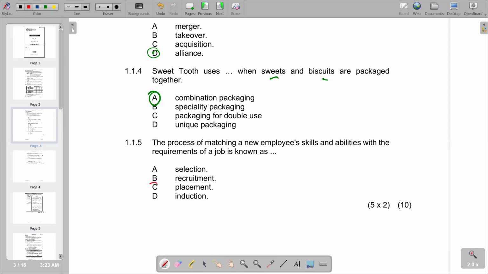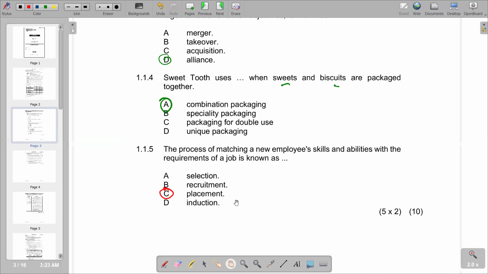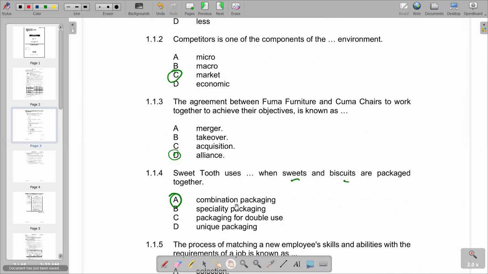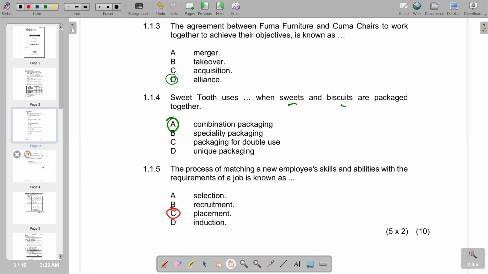So here we are saying C is the correct answer. Then going on to the next question. On the first part now of the multiple choice section, we can see that this is the last question that we have here. So we move on to the next questions.